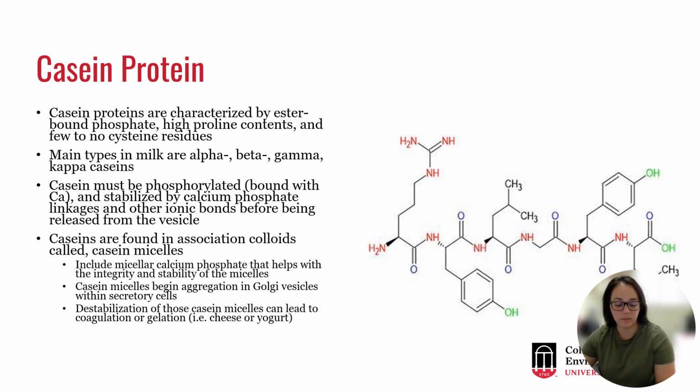As I had mentioned previously, there are two really big major proteins that we find in milk, and the first one, which accounts for about 80% of the true protein in milk, is casein. Casein proteins are characterized by an ester-bound phosphate, high proline contents, and few to no cysteine residues.